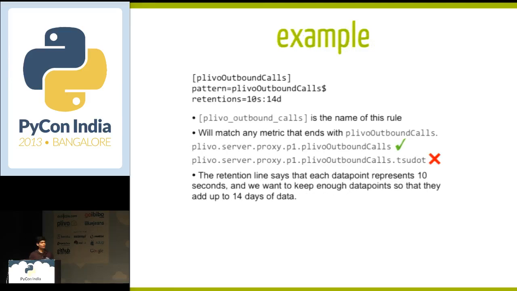So this particular rule will accept any metric of the form p1.plew outbound calls. So if it ends with plew outbound calls, it will accept this metric and store it to Whisper. However, plew outbound calls at sudo won't be accepted. The retention line states that each data point represents 10 seconds, and we want to keep data points for about a 14-day period.